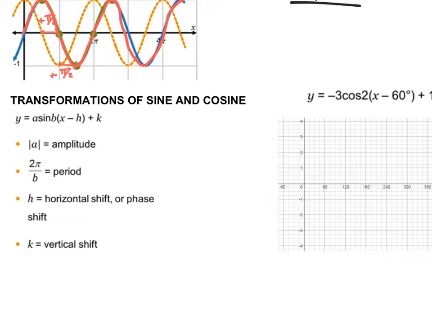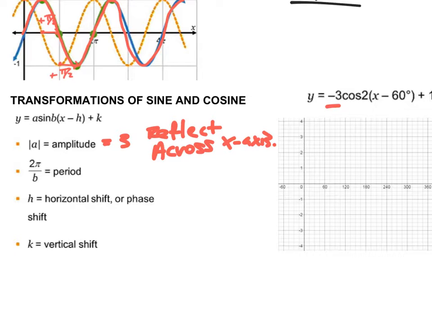First things first, we're going to look at the amplitude. The amplitude is our multiplier here. Our amplitude is going to be a value of 3. Now, because we are negative here, we are going to reflect this across the x-axis.